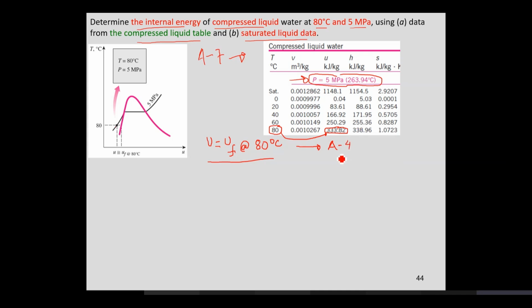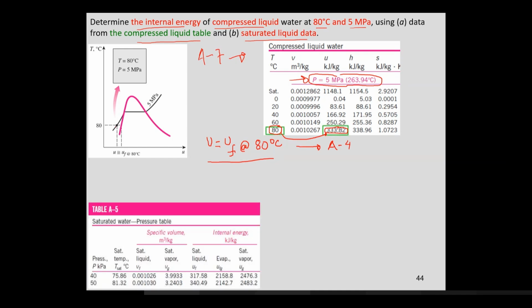You'll go to table A5. You know that the saturation temperature is 80 degrees. You will find out the values for the saturation temperature of 80 degrees centigrade. Now, if you go to the saturation temperature column, you see that 80 degrees is not given to you. It is 75.86, 81.32, and so on and so forth.